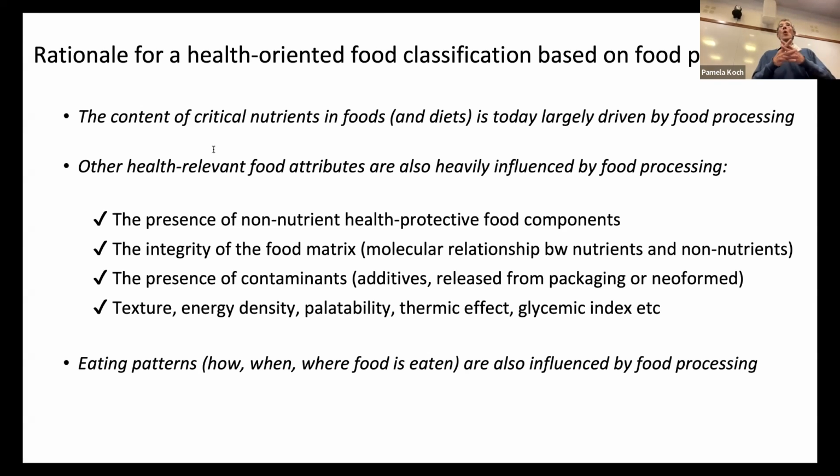So the first question is why we need a food classification based on food processing. Of course, one health-oriented food classification. Traditional classifications group foods according to the nutrient content, right? You have protein-rich foods, you have foods that are a source of vitamins and minerals, etc. But why does it make sense to have a classification based on food processing? There are several reasons. I'll start with the most basic reason.